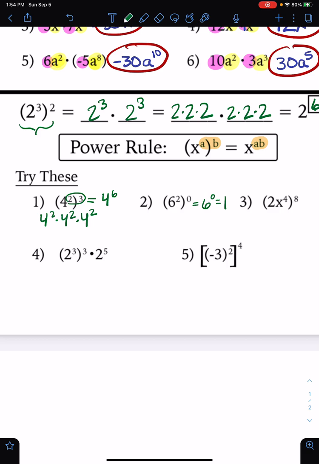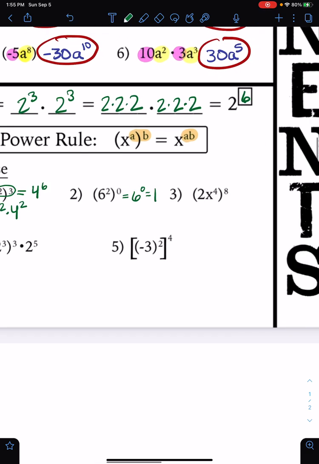If you look at this next example, example number 3, this 8 is touching the parentheses, which means we're going to take everything in the parentheses to the 8th power, including the 2. And the shortcut is that I can multiply exponents, but remember, I'm not multiplying the 2 times 8. I'm doing 2 to the 8th power, and then I'm doing x to the 4th to the 8th power. And that's when I can multiply as my shortcut.